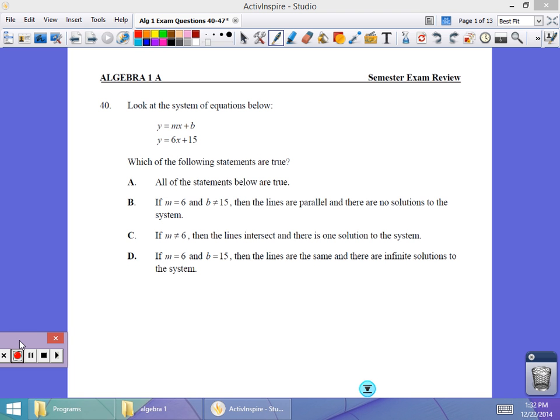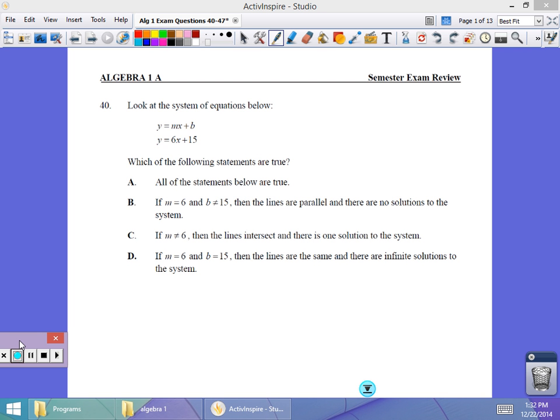Okay, this is the last 7 questions of the Algebra 1A semester exam review packet. Let's start looking at number 40. Look at the system of equations below. You have y equals mx plus b and y equals 6x plus 15. Which of the following statements are true? This question should look pretty familiar. We did this as an activator question.